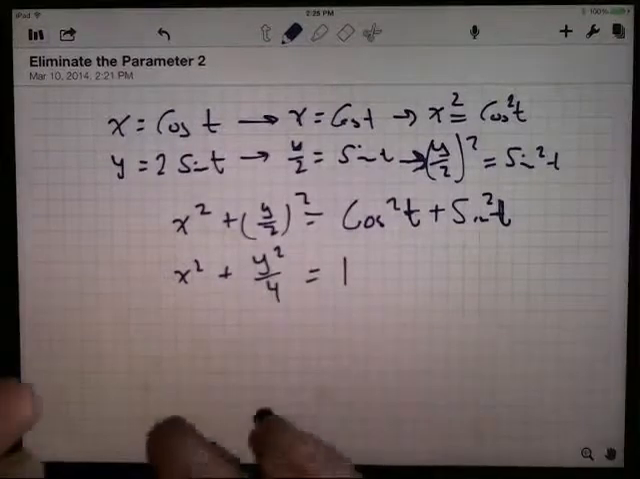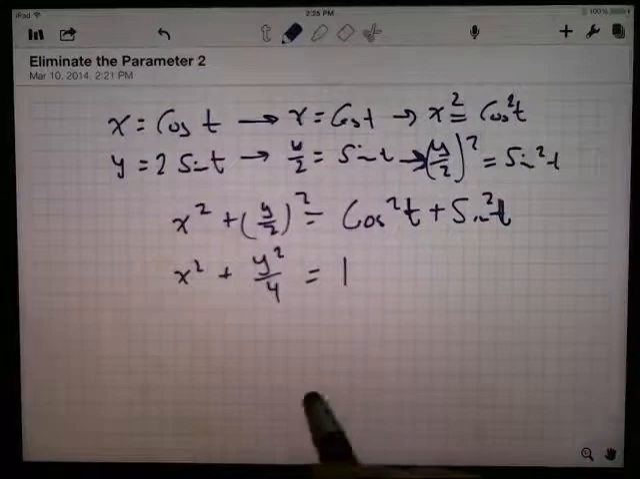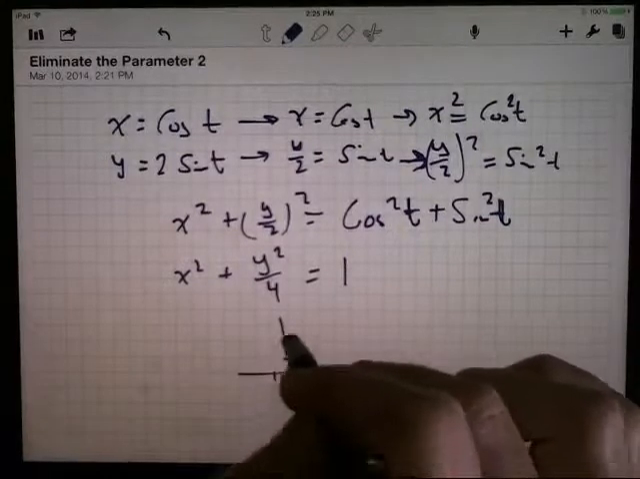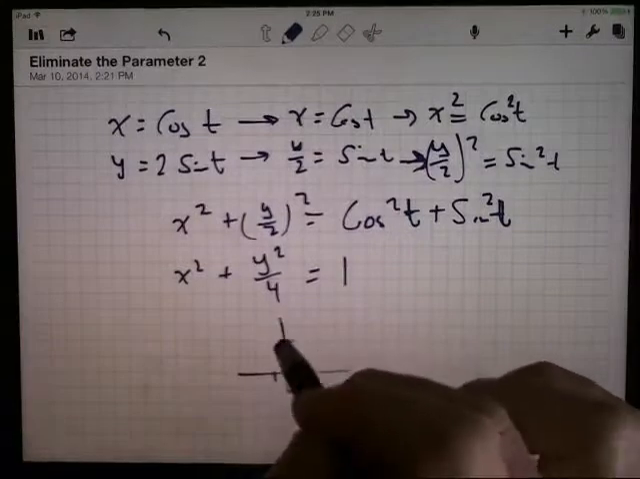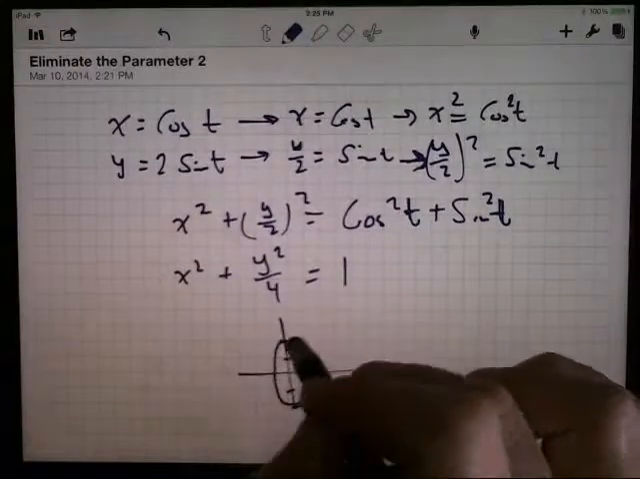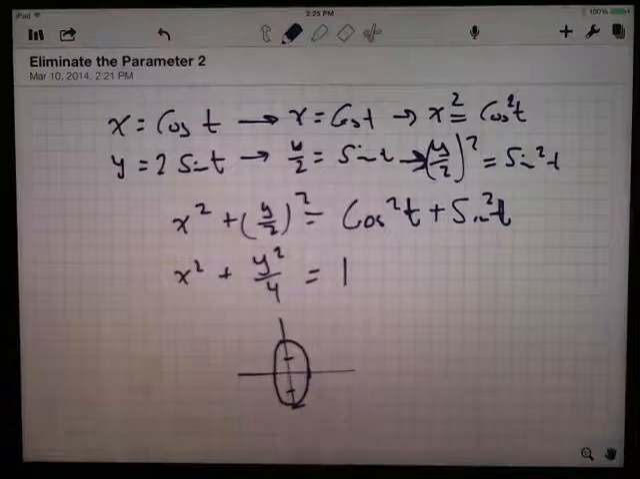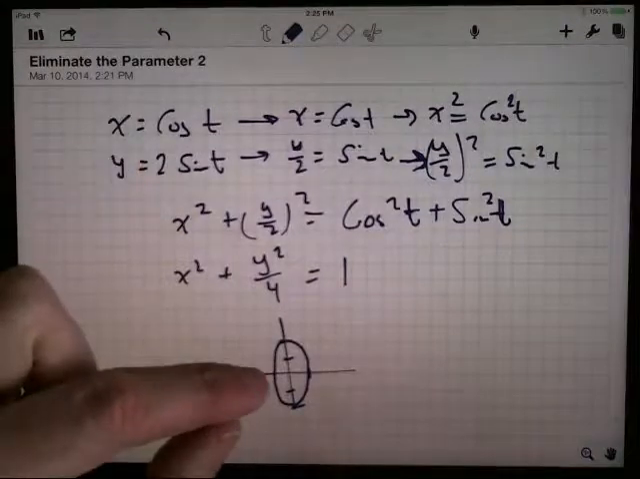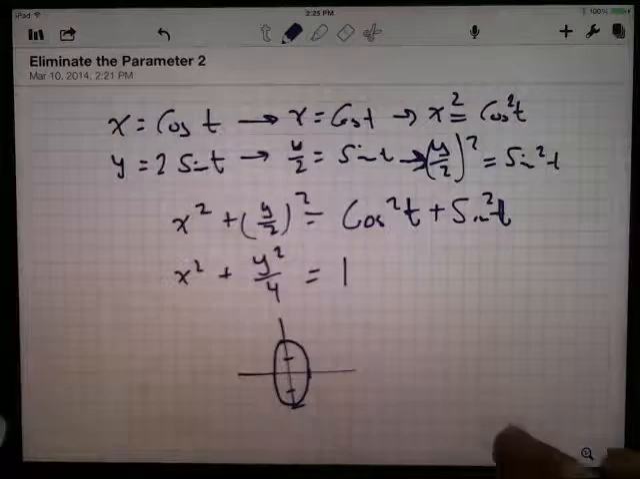And that looks to me like the equation of an ellipse that I saw in a pre-calc 1 class, where you go back and forth 1 in the x direction, you go back and forth 2 in the y direction, centered at the origin. We took our unit circle and we stretched it by a factor of 2 in the y direction, and we get this ellipse. Okay.